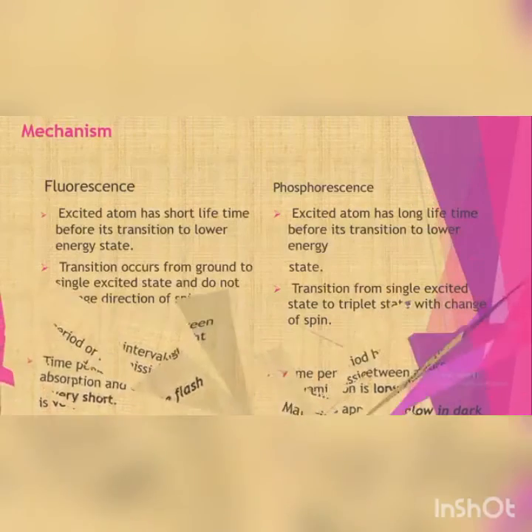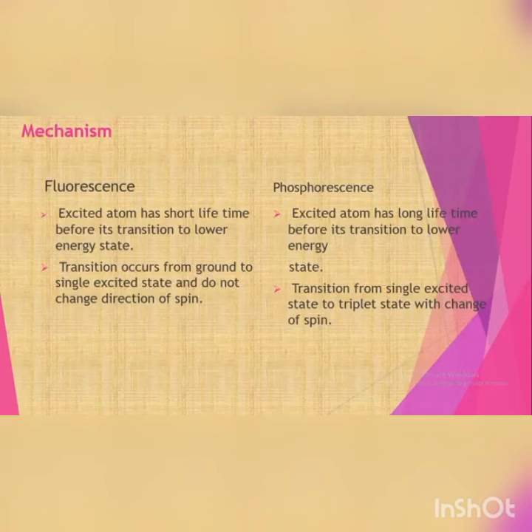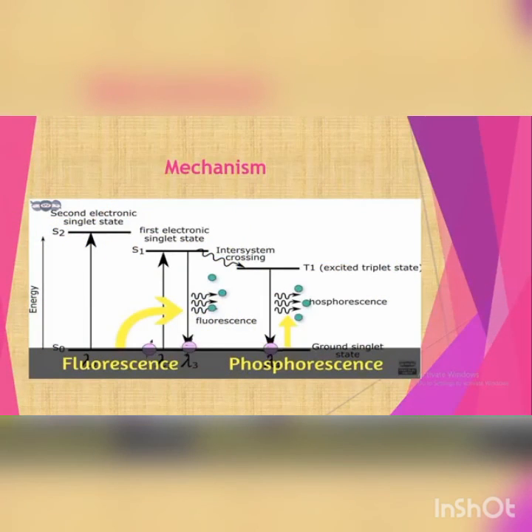Mechanism. In fluorescence, the excited atom has a short lifetime before its transition to a lower energy state. The transition occurs from the ground to the singlet excited state without change in direction of spin. In phosphorescence, the excited atom has a long lifetime before its transition to a lower energy state. The transition is from the singlet excited state to the triplet state. The atom goes to the second electronic singlet state and then to the first electronic singlet state. From the first electronic singlet state, inter-system crossing to the triplet state leads to the process called phosphorescence. From the first electronic singlet state to the ground state, the process is called fluorescence.